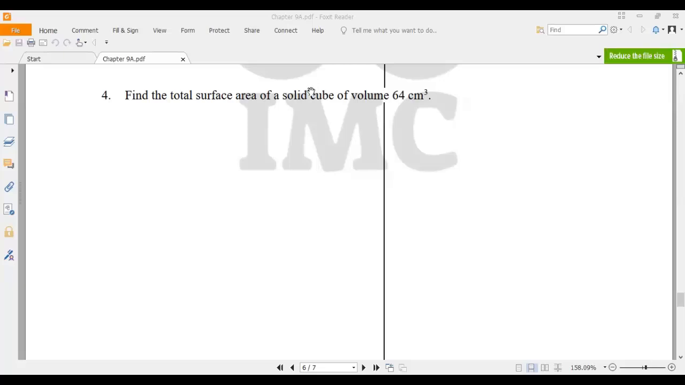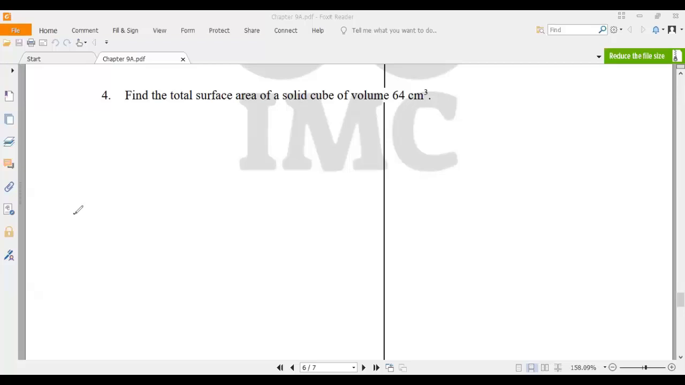These three problems are very important for the exam. So please try to understand the problems properly. So from chapter 9a, question number 4. Find the total surface area of a solid cube of volume 64 centimeter cube.